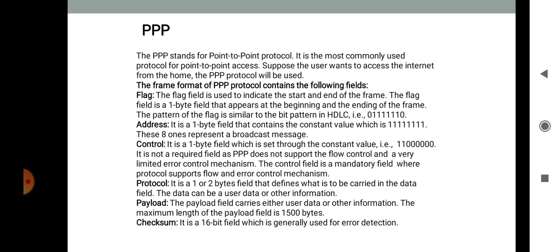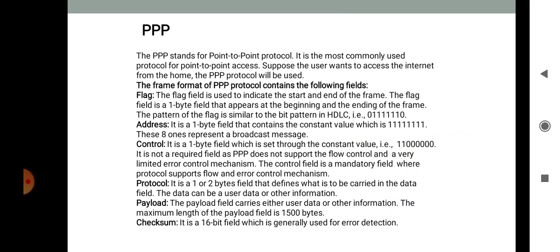Then the next concept is PPP, that means point to point protocol, and this point to point protocol is a computer network protocol used to transfer a datagram between two directly connected computers. It is the most commonly used protocol for point to point access, and suppose the user wants to access the internet from home, the PPP protocol will be used. The frame format of the PPP protocol contains the following fields.